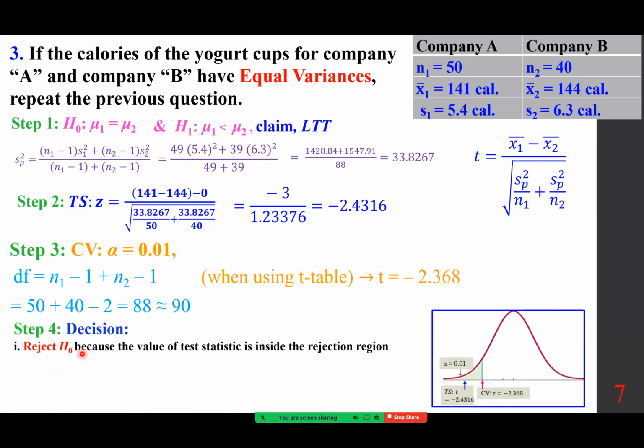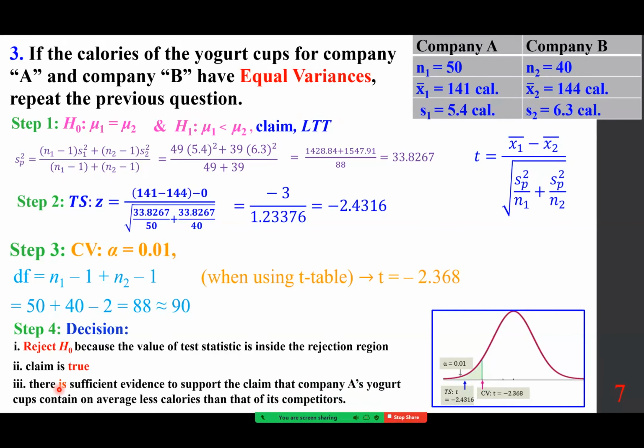So if you are rejecting H0, let's go back to this one. If you are rejecting H0, what are you not rejecting? H1. So the claim becomes true. If the claim is true, you rewrite the claim: there is sufficient evidence to support the claim that company A's yogurt cups contain on average less calories than that of its competitor. So when we used equal variances, the result was different. And again, normally we don't assume that.